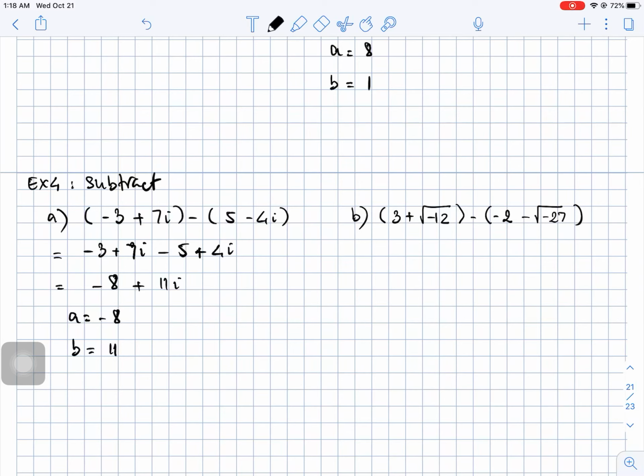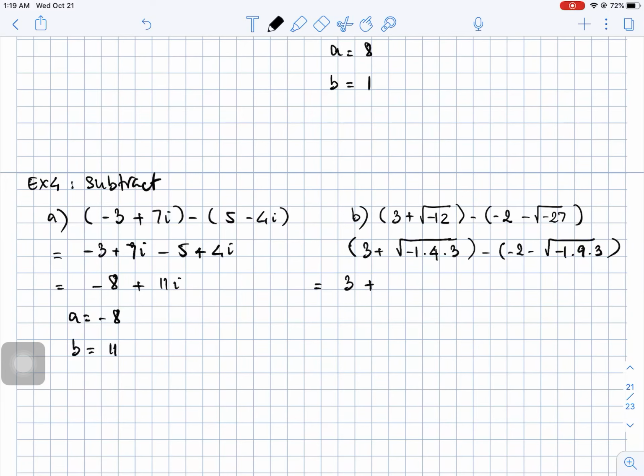Similarly, for the subtraction, we will open the parentheses first. Minus 5 plus 4i, because we distribute the minus in the second parenthesis. Then we combine like terms. The real part is negative 8, and the imaginary part is 11.